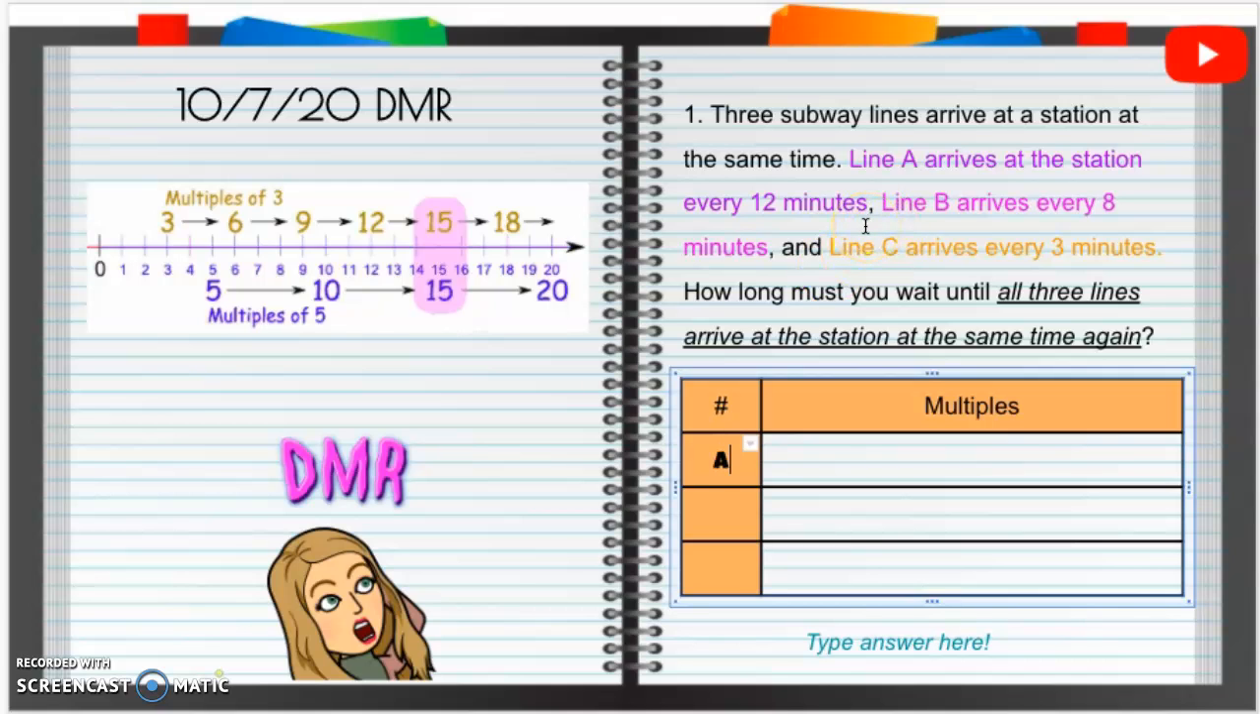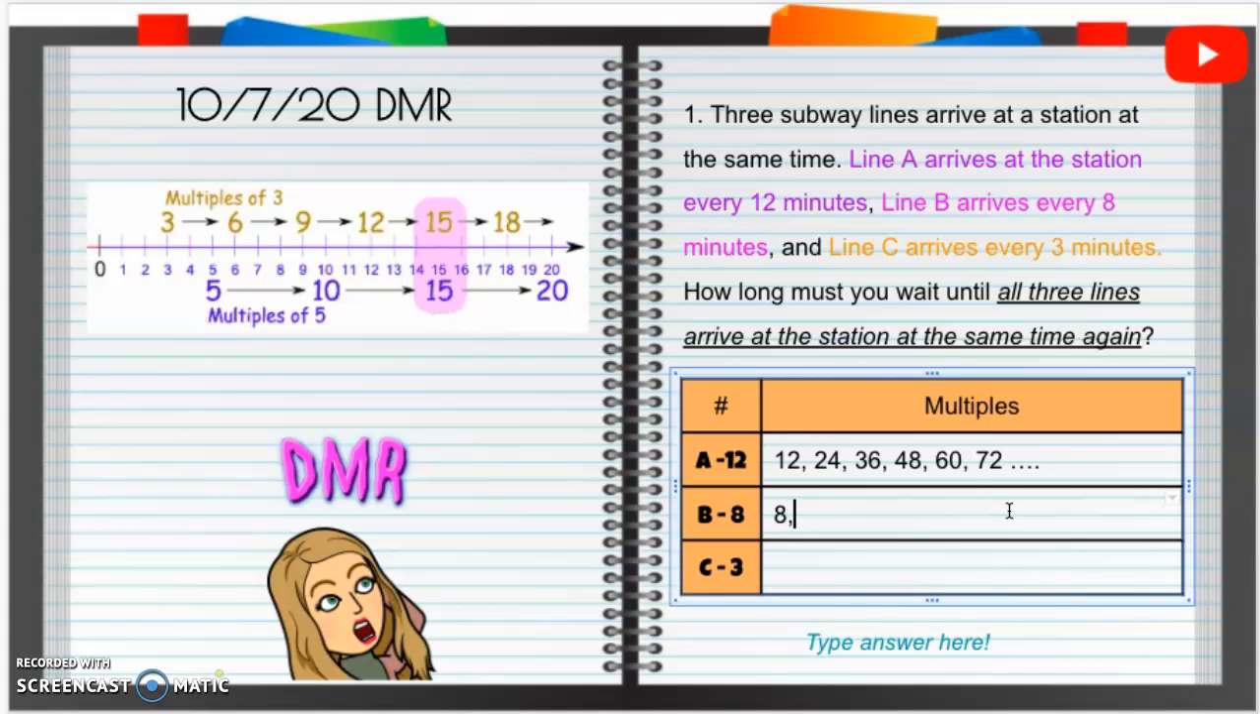So we're going to have line A, which is every 12 minutes. Line B arrives every 8 minutes. And line C arrives every 3 minutes. So I'm going to put that in there. There we go. 12. We know how to do this. We're going to find our multiples, our least common multiple. So our multiples of 12: we have 12, then our second multiple is 24, then 36, and then 48, 60, 72, and so on and so on.